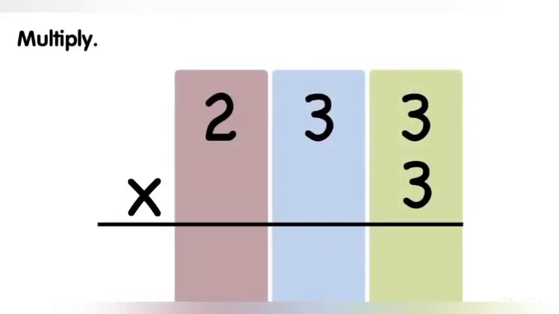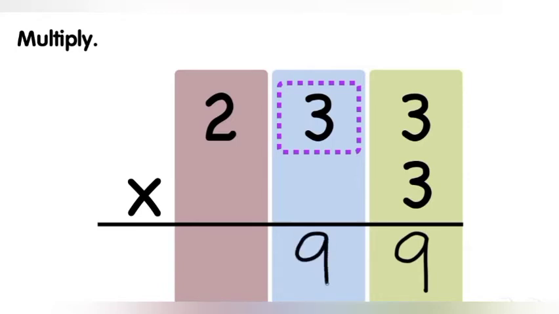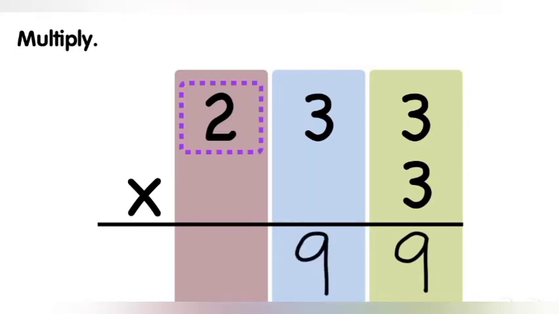Let's find 233 times 3. First, multiply the ones by 3. 3 ones times 3 equals 9 ones. Next, multiply the tens by 3. 3 tens times 3 equals 9 tens. Finally, multiply the hundreds by 3. 2 hundreds times 3 equals 6 hundreds. 233 times 3 equals 699.